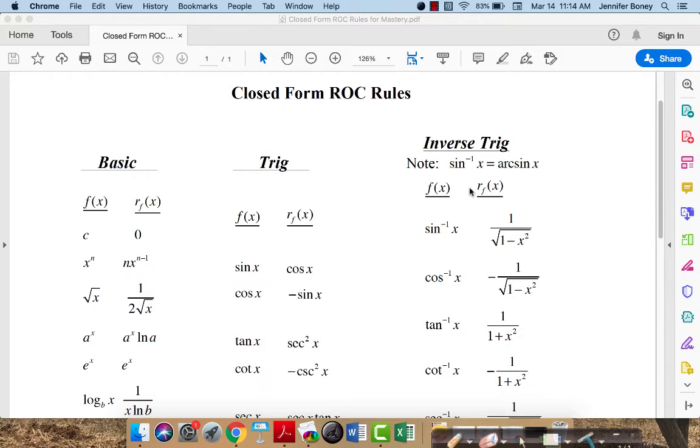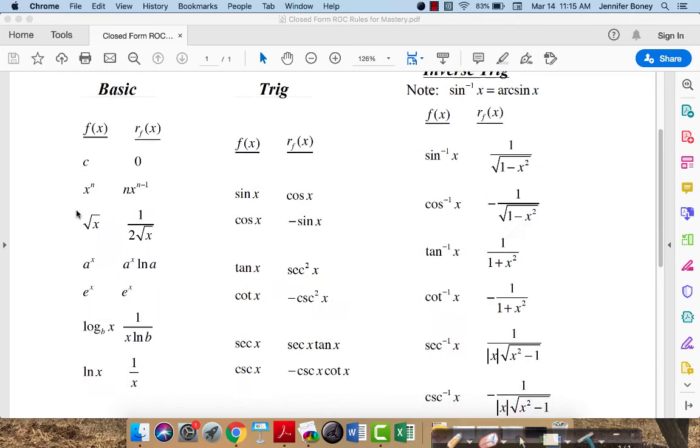So what I have showing here says closed form ROC rules, which stands for rate of change. This is listed in Canvas in Module 2 as derivative rules. These tell you the rate of change of a variety of sorts of functions. This uses our third different notation, the R with the subscript, to indicate exact rate of change. So you can see the rules we were talking about last lesson are over here.